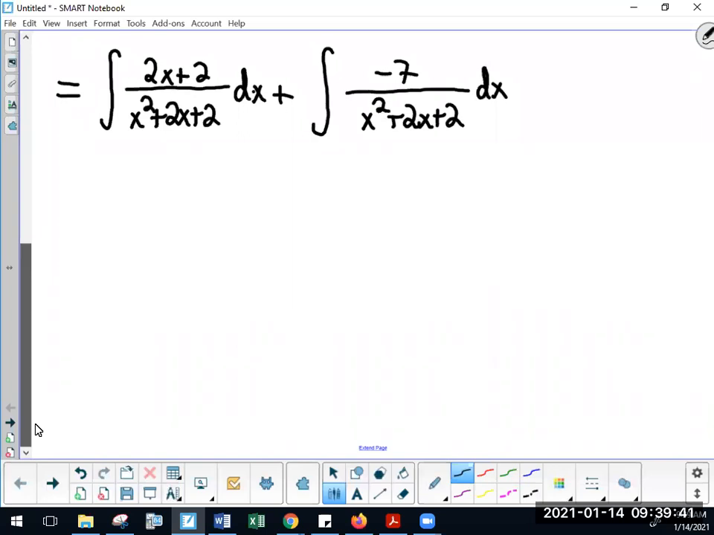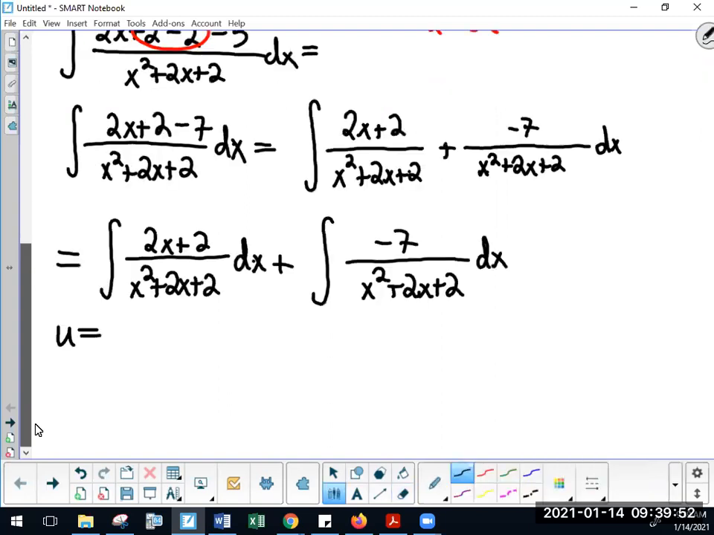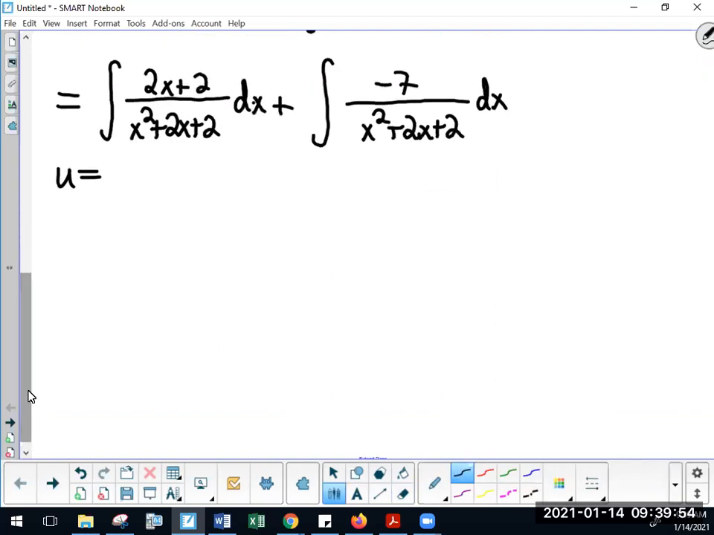So the first one, I've already done some analysis here. Substitution is going to work out great, isn't it? I'm going to have u equals x squared plus 2x plus 2, du, the derivative is 2x plus 2, that quantity times dx. So this first is primed for substitution.